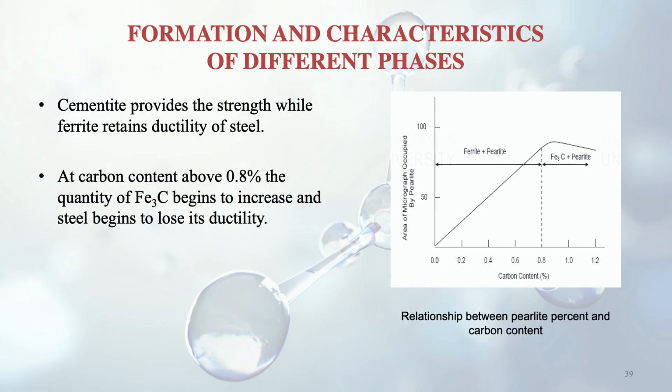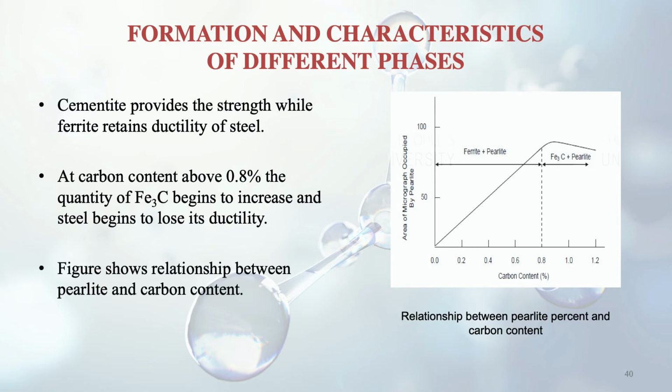So with the carbon increase, hardness increases but ductility goes down, but in ferrite, due to the softness, it is very ductile. At carbon content above 0.8%, the quantity of Fe3C begins to increase, as I told you just now, and the steel begins to lose its ductility.